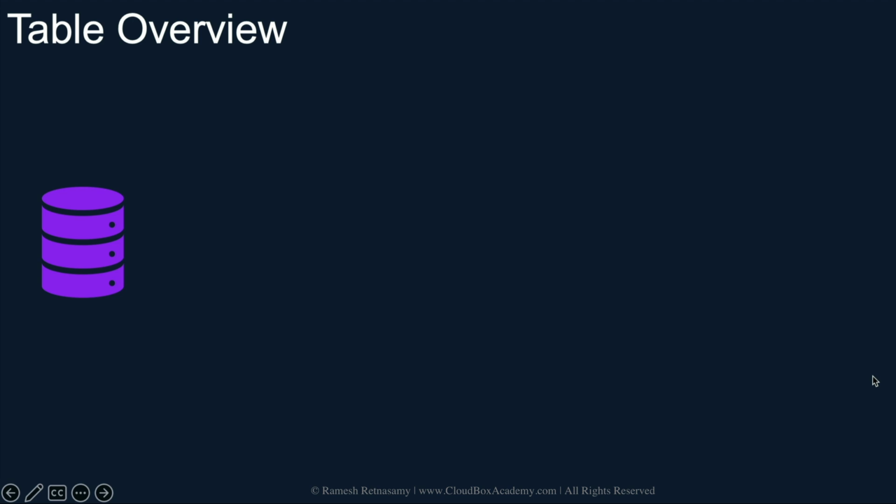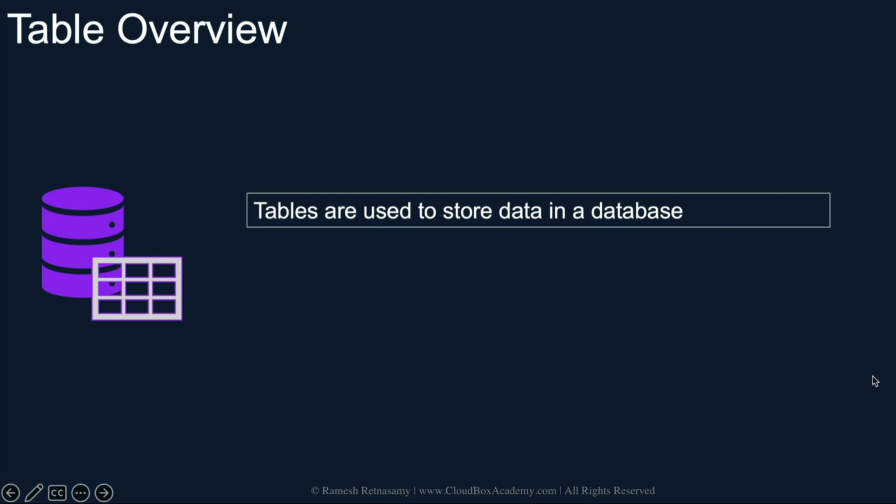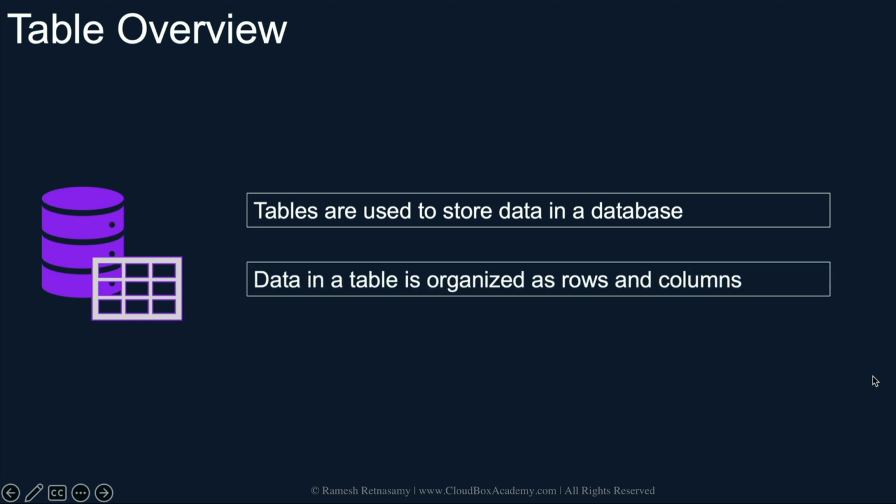Welcome back. As we saw previously, a database can be used to store data. The data in the databases are stored in an object called table, and a database can have one or more tables. The data in the table is organized as rows and columns, which is very similar to how we store data in a spreadsheet. A database table also offers some important additional features over a spreadsheet.